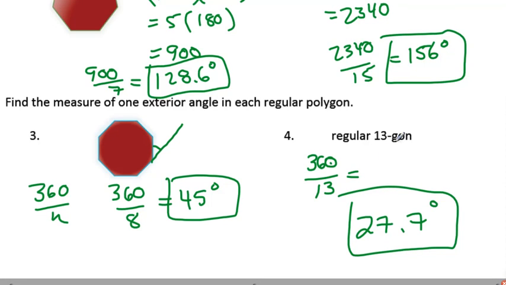And for a 13-gon, you divide by 13. That has a name. I don't know what it is. I forgot what the name is. Some triceratops or something. Anyways, you get 27.7 degrees. You have to round it to the nearest tenth. All right, try 5 and 6 right now. You got to put your thinking caps on. Go.